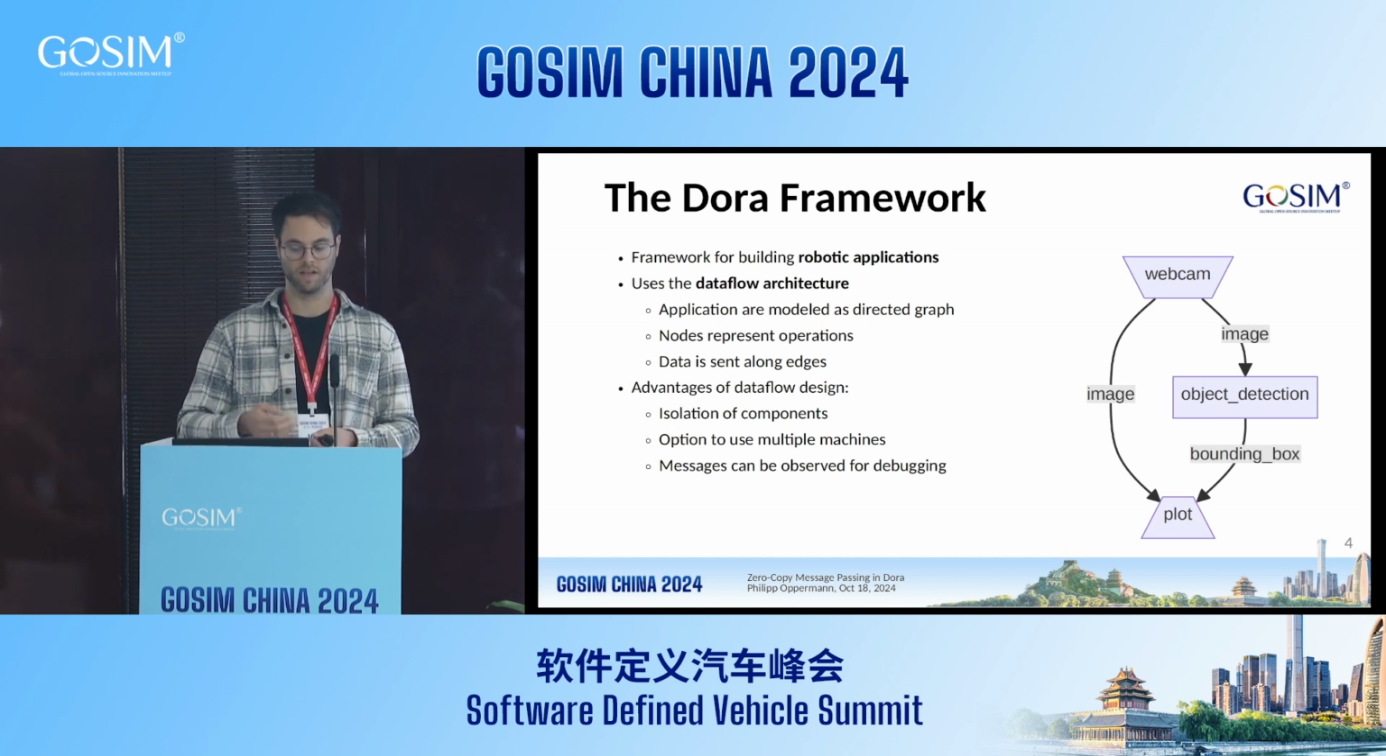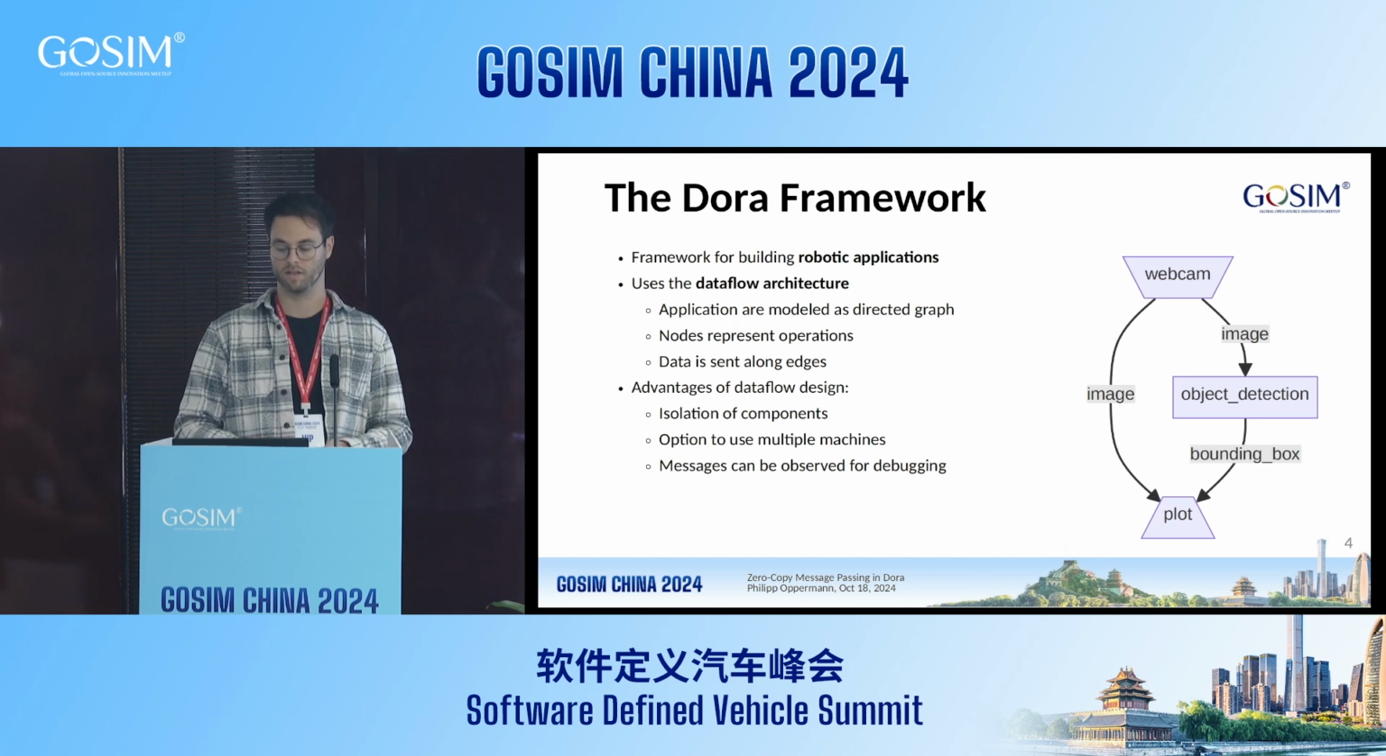So the object detection node takes a webcam image as input and calculates the bounding box using some AI model, and then it's forwarded to a plot node that combines the image and draws a bounding box around the objects that were found in the image.